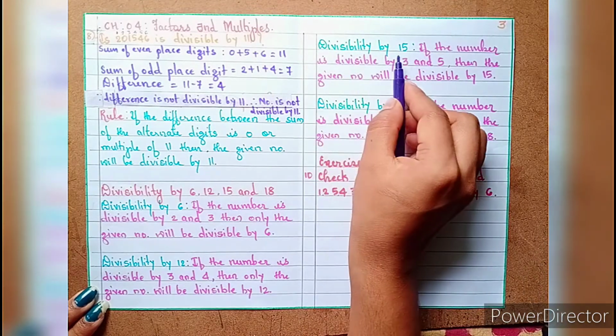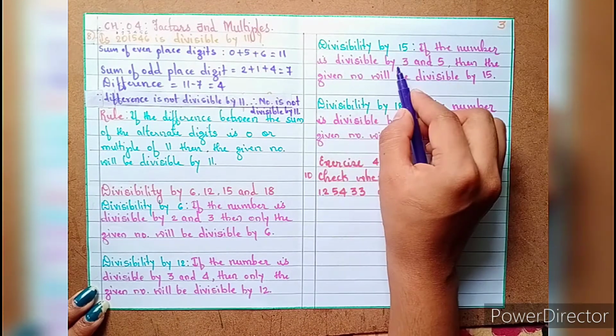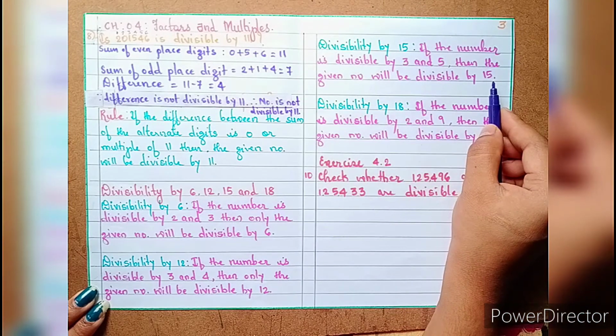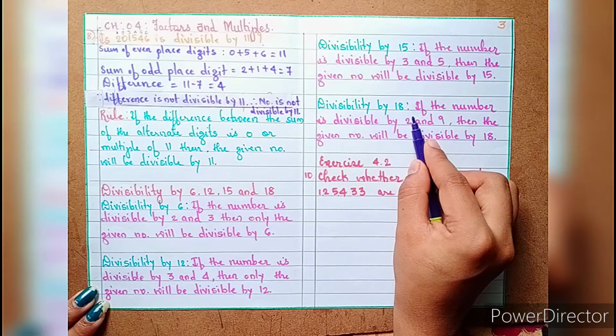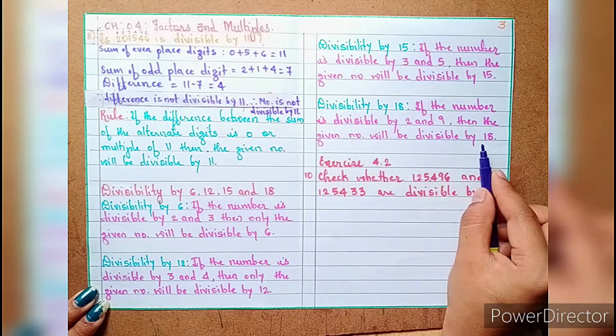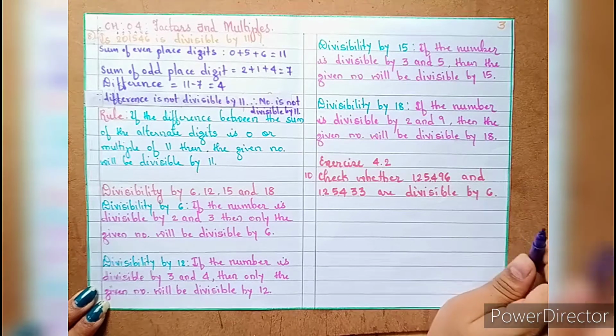Now let's see divisibility by 15. If the number is divisible by 3 and 5, then the number will be divisible by 15. Next, divisibility by 18. If the number is divisible by 2 and 9, then the number will be divisible by 18. So let's solve examples based on this.